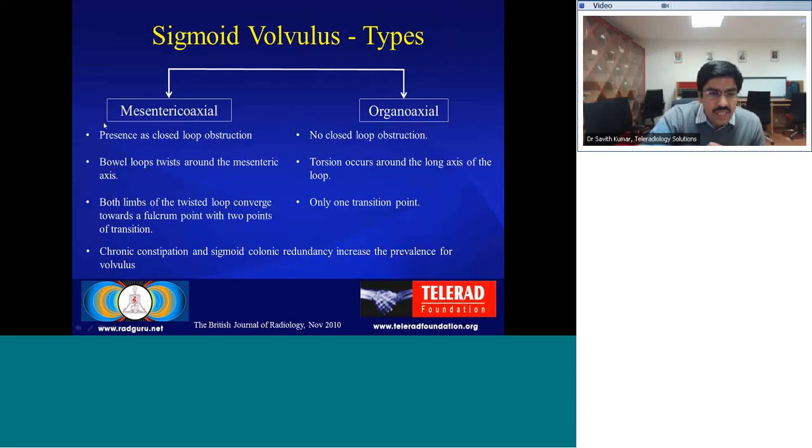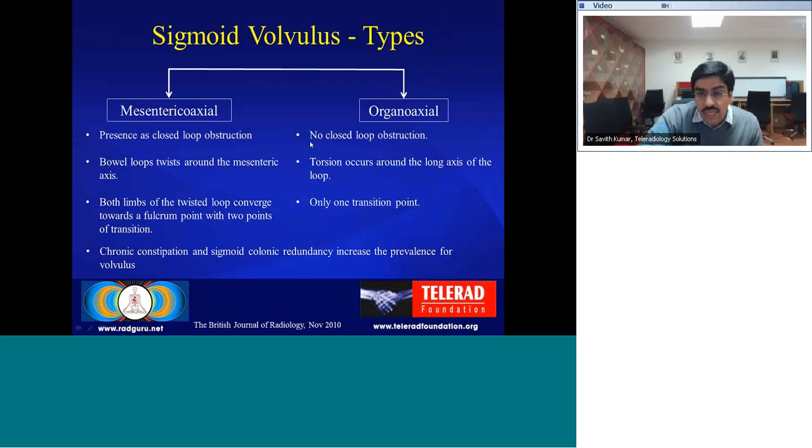The mesenteroaxial type presents as a closed loop obstruction, whereas in the organoaxial type, there is no closed loop obstruction. So in the mesenteroaxial type, the bowel twists around the mesenteric axis. So both the segments or both the junctions, that is the rectosigmoid junction and the descending colon and sigmoid junction, are involved in the twist, leading to a closed loop obstruction in the mesenteroaxial type of volvulus.